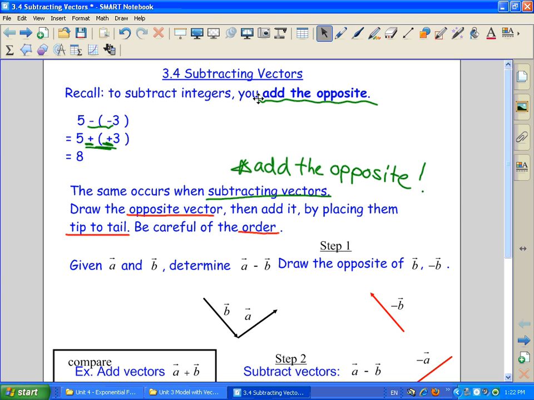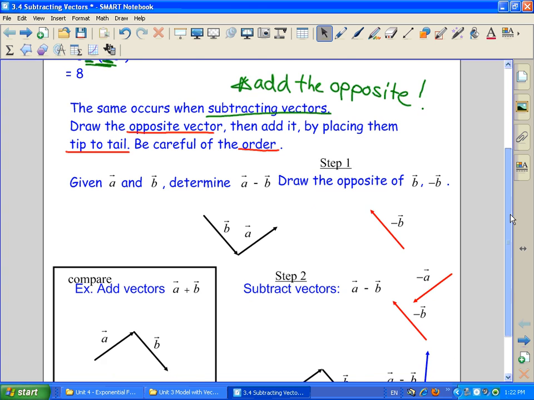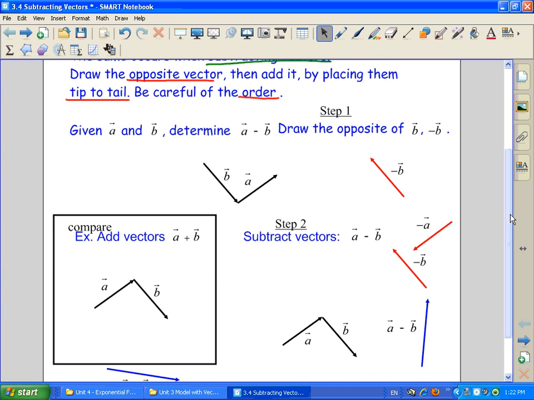I'm going to be moving some vectors around, so please watch carefully how this is done. Given A and B, here are two vectors, vector A and vector B. Determine A subtract B. Currently, the way they are, that's the addition portion like we had last class, because it was tip to tail. But step 1, we need to draw the opposite of our second vector. So instead of having B, this one right here, I'm going to draw the opposite of it.